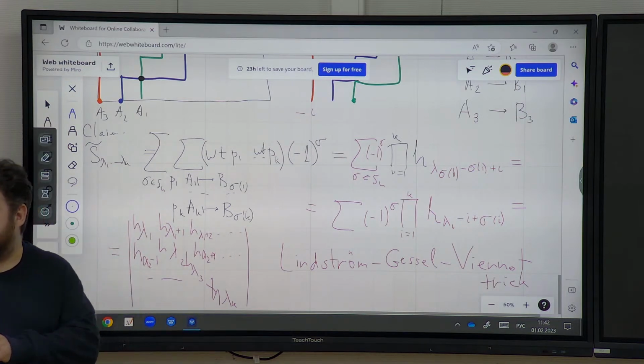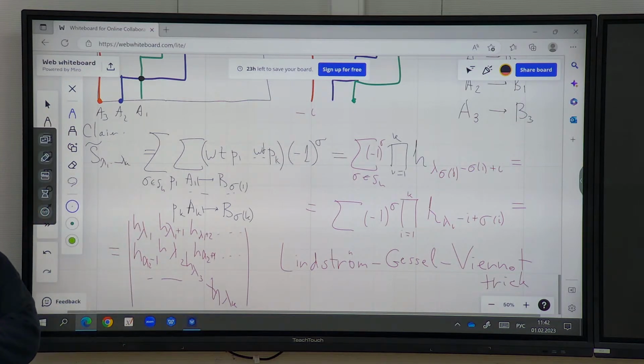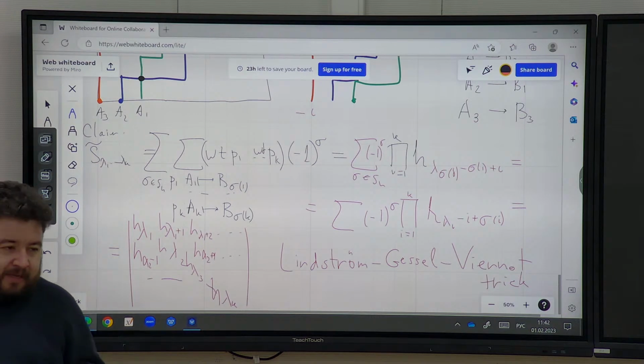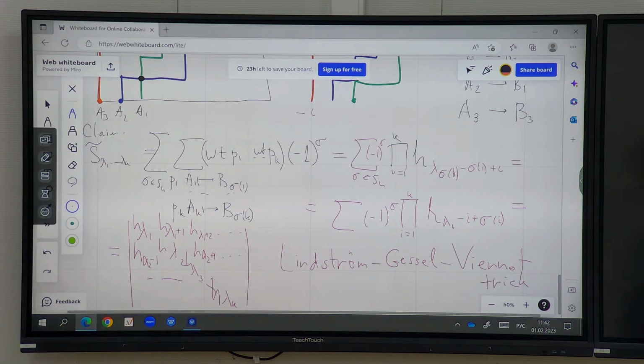And here's a bit of advice: if you see a determinant, think if it can be computed well in combinatorics. Think about non-crossing paths. So probably there is some non-crossing path interpretation happening.